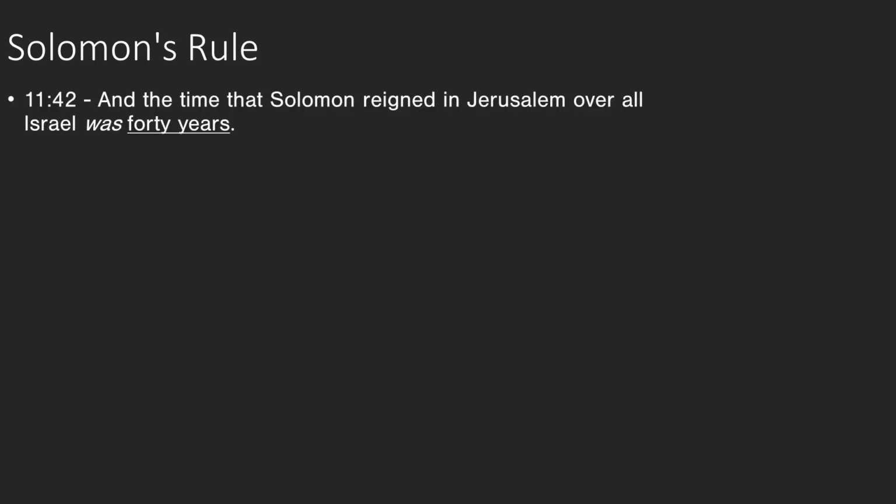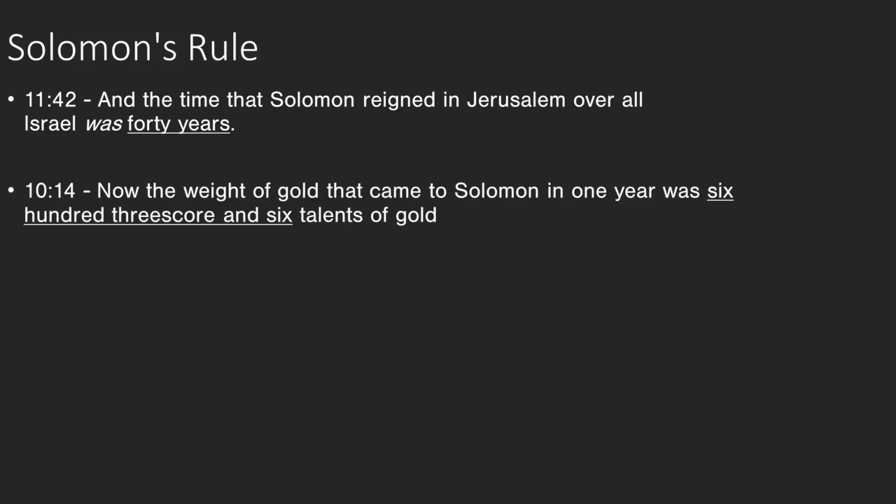For our final slide, we have a very important number to investigate. And the time that Solomon reigned in Jerusalem over all Israel was 40 years. Now the weight of gold that came to Solomon in 1 year was 666 talents of gold. How about that? Well, let's look at this number 6 a little closely and see what kind of things we can do with it. 6 plus 6 plus 6 is 18, and 6 by 6 by 6 is 216.